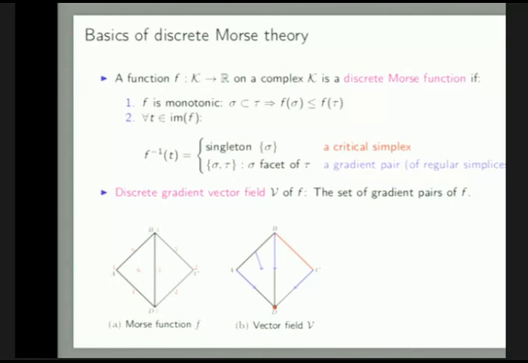So, for instance, for this complex and this function on this complex, the range is 1, 2, 3, 4, 5, 6. If you take the pre-image of 6, you get 6 and 6, such that one is a facet of the other, so they form a gradient pair. And if you take the pre-image of 3, then you just get this edge, and it's a critical simplex. So you can check easily that for this example, these two conditions are always satisfied.